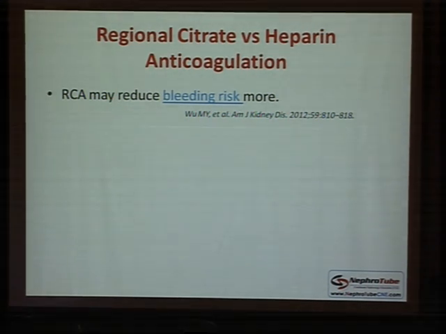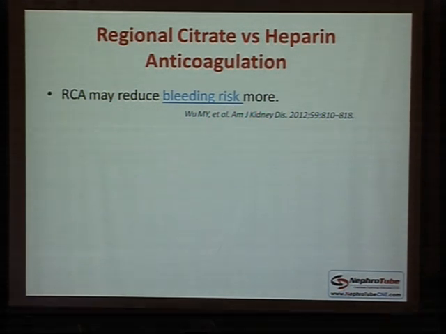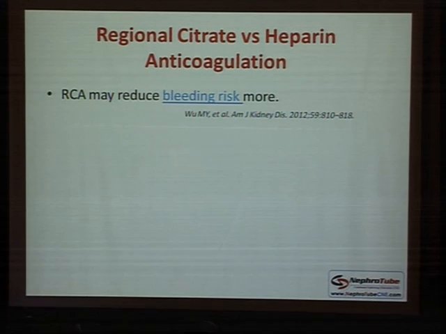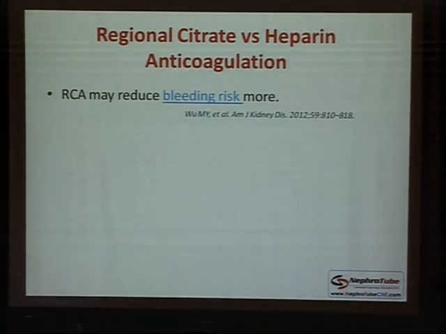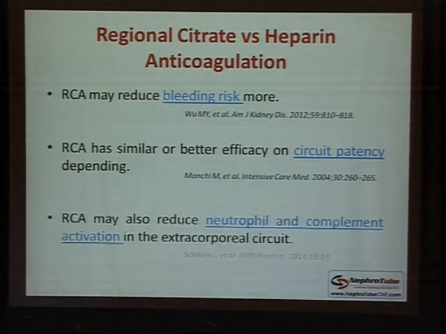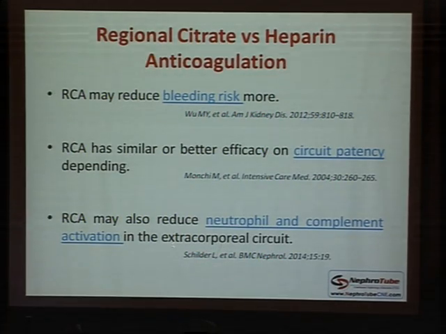Regarding this complex methodology of citrate, if we compare regional citrate versus heparin anticoagulation, we will find that regional citrate anticoagulation reduces the bleeding risk more than heparin anticoagulation. It has similar or better efficacy on circuit patency. It also reduces neutrophil and complement activation in the extracorporeal circuit.